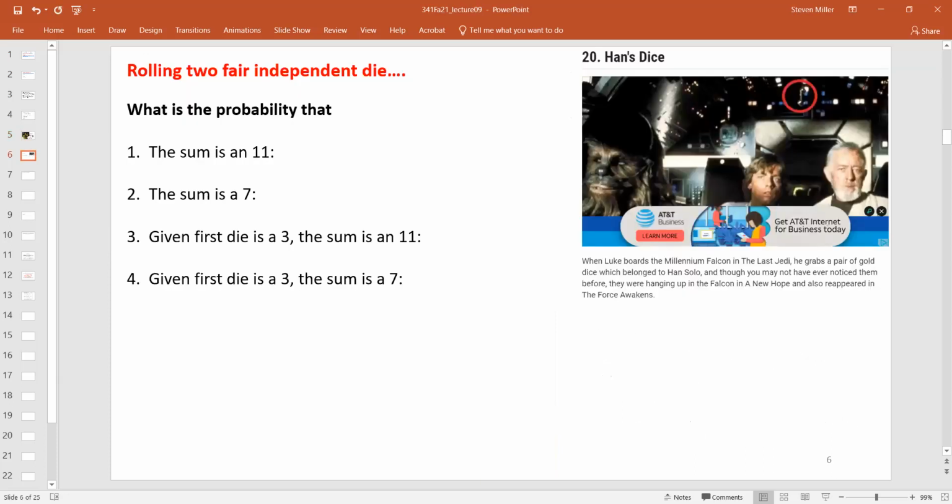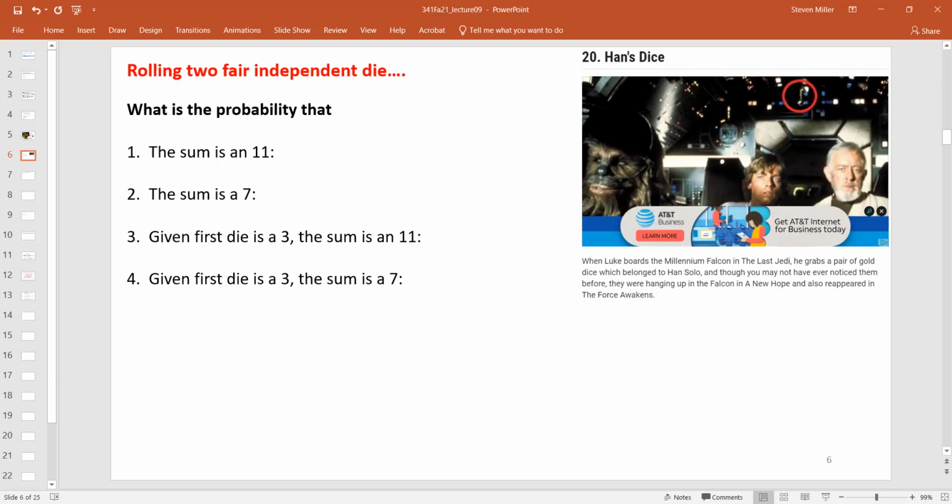So let's look at rolling fair die. And in case you did not know this, there are actually a pair of fuzzy die hanging in the Millennium Falcon. Han Solo has a lot of cool moments. You know, the fuzzy die is something many of us know. So if you have 2 fair independent die, that means the roll of one has nothing to do with the roll of the other. Each one gives you the numbers 1 through 6 equally likely.